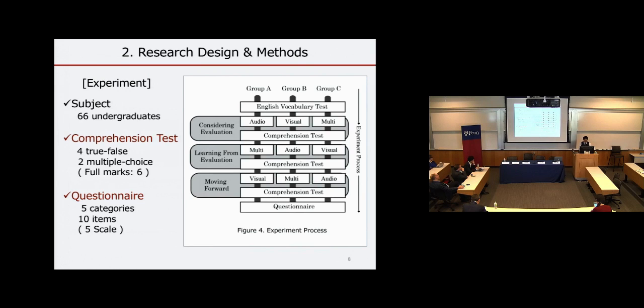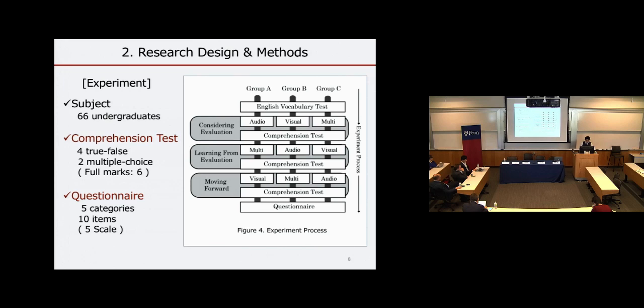Subjects were 66 undergraduates, and they were divided into three groups, Group A and B and C. Their task was to take a test for measurement of the English vocabulary, to learn about educational technology with 3 MOOC videos, take comprehension test, and to complete the questionnaire. We set the English test first because we thought a student's English vocabulary influenced the comprehension test scores, and because we would see the relation between the vocabulary and the test score. And the comprehension test was composed of the 4 true-false quiz and 2 multiple choice.